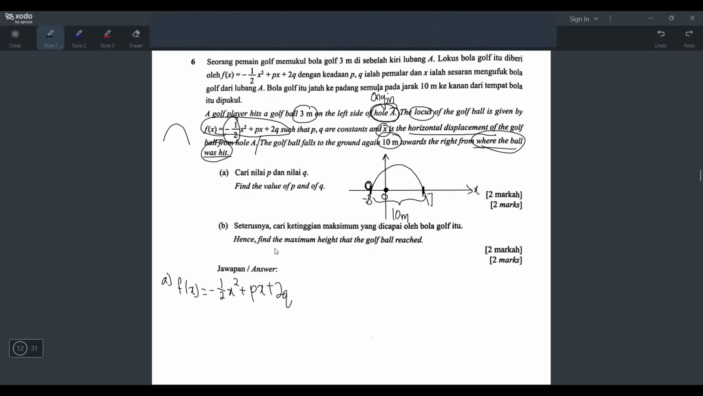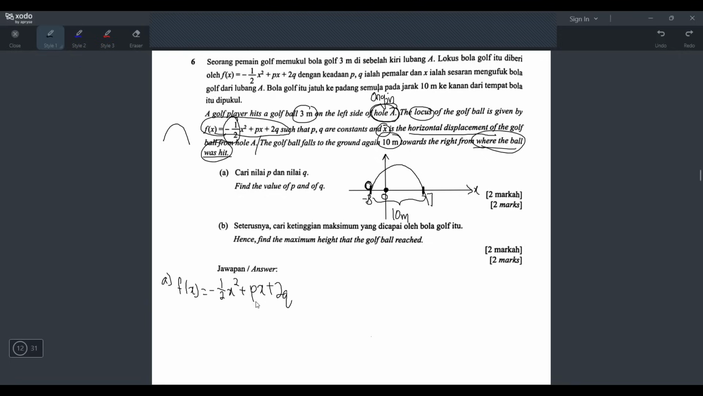Okay, there are actually two methods that you can use for this question. First is by using the sum and product of roots method, because you already know the x-intercepts are -3 and 7, right? What is this method? When you take the sum of roots, it means -3 plus 7 equals -b over a. And then product of roots means -3 times 7 equals c over a. You can use that method to find P and Q, right?